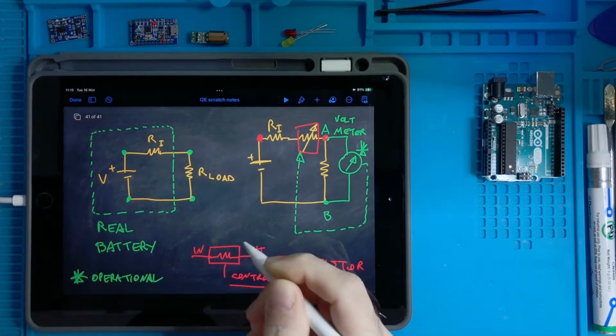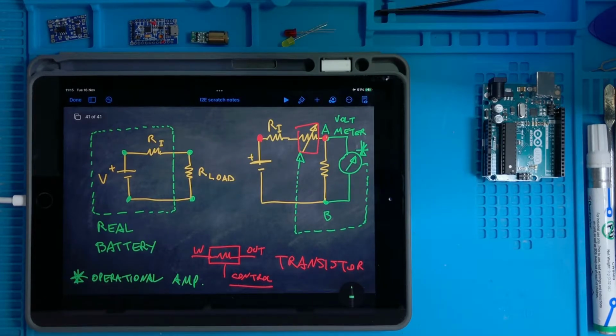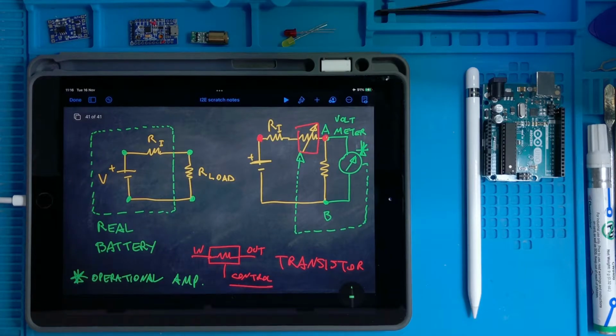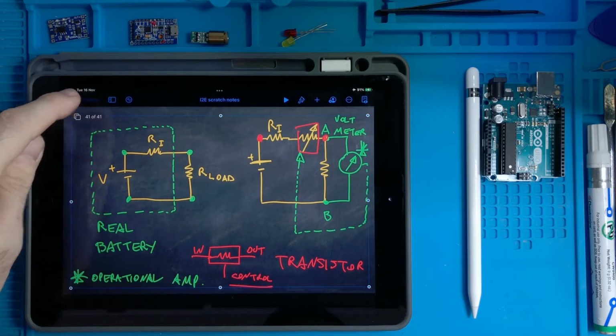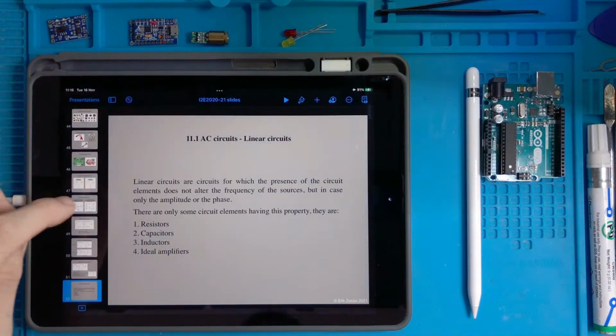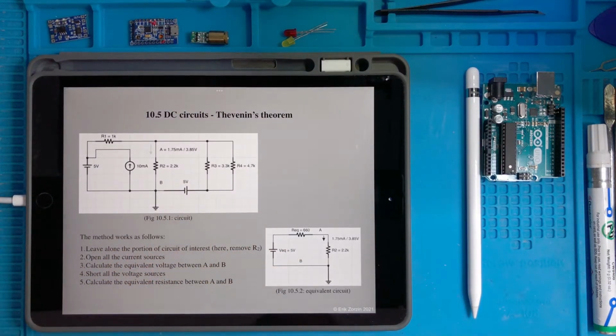Operational amplifier. Also, they say op-amp. So we want to try to understand those kind of things, because those kind of things are the things that transform real components into ideal components, which are very useful.